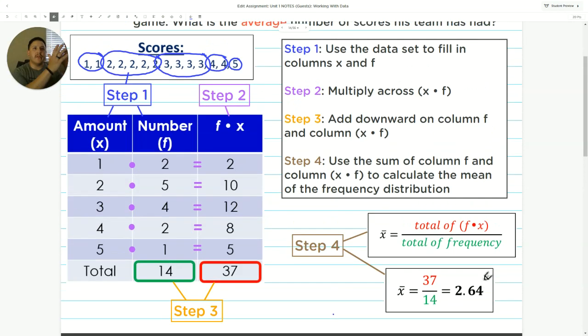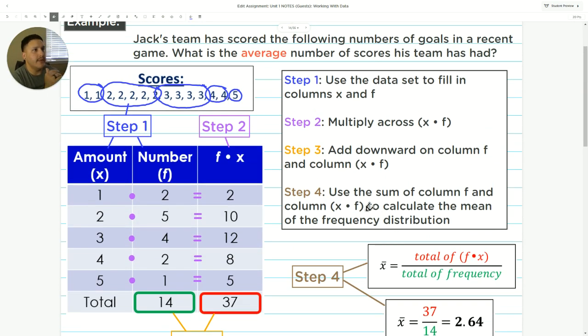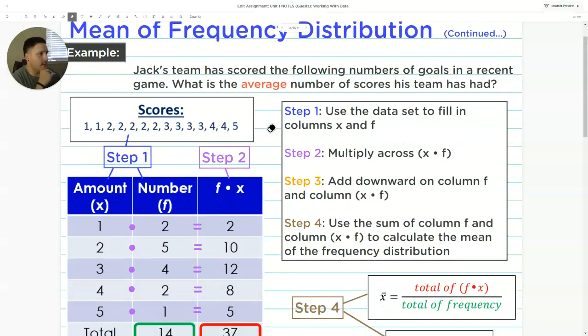Now, in the context of this word problem, this is saying that the average amount of goals being scored per game is about 2.64 goals. In reality, you can't do 2.6 goals, so maybe you say about 3 goals per game, about 2 goals per game. Either way, 2.64 goals through the math is being made per game. Okay? And that's that for this example.